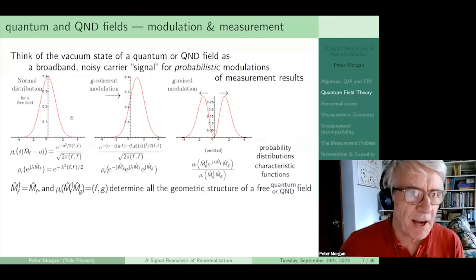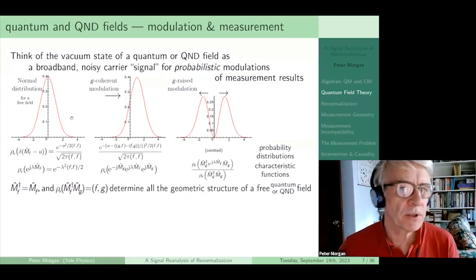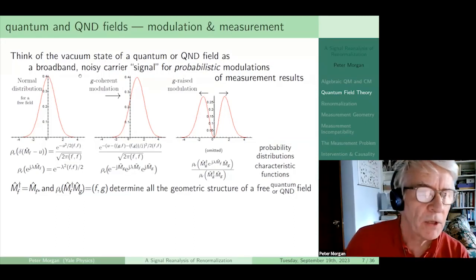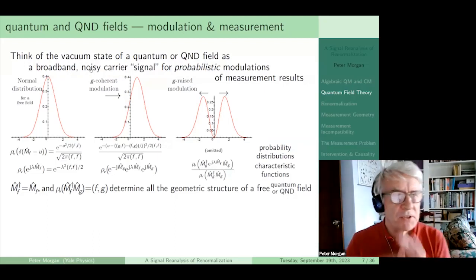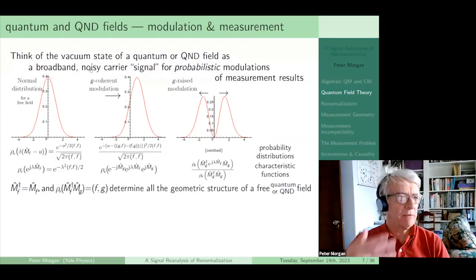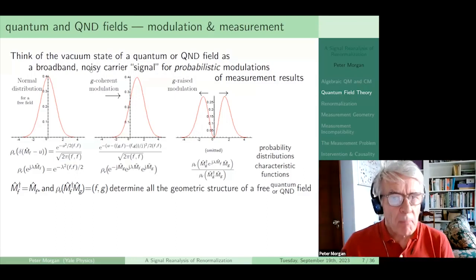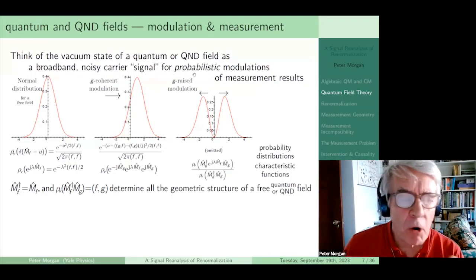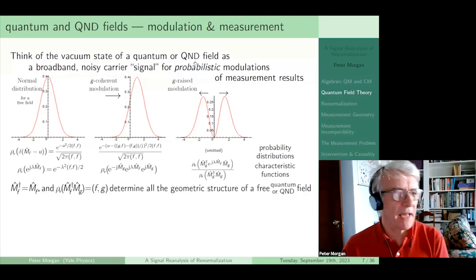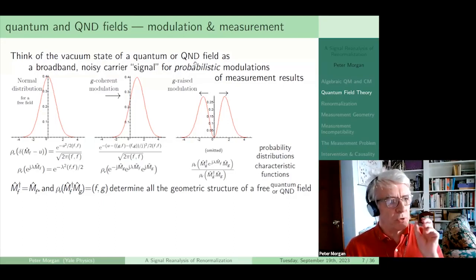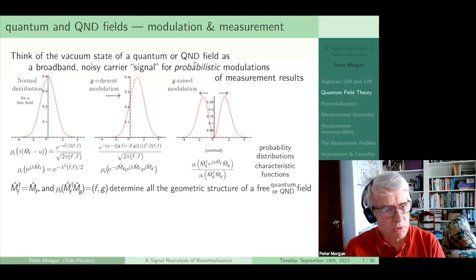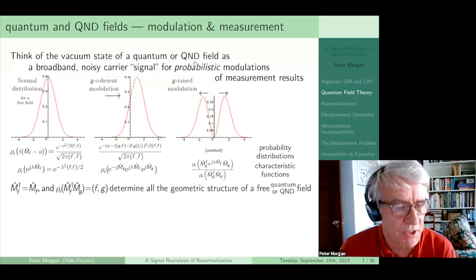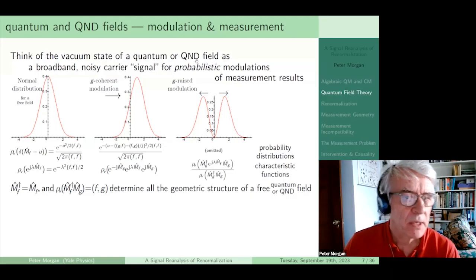So, to really dive into the specifics for a free field, I think it's helpful to think of the vacuum state as a noisy carrier signal, which is broadband because it's not a single frequency, nor do we have any phase information, but we're going to modulate the probability distributions. It's not like a radio signal where we're going to modulate the signal. We're going to modulate the probability distributions. It's a much more sophisticated system in that respect. It's a higher order mathematical system.